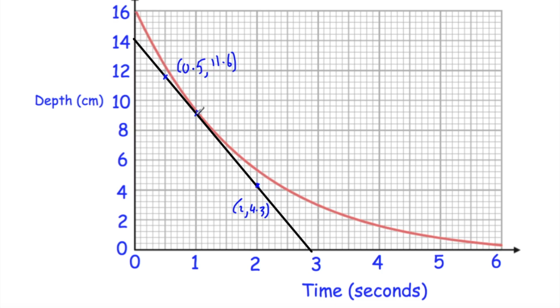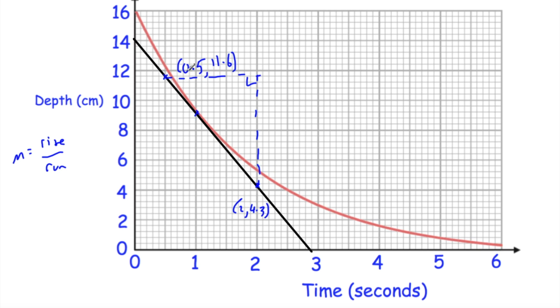Now we want to find the gradient of the tangent, because that will tell us the rate of change at that particular point. So the gradient, m, is equal to the rise divided by the run. Let's draw a little right angle triangle. We go across here and then down. That's our little right angle triangle, and let's label the run and the rise.